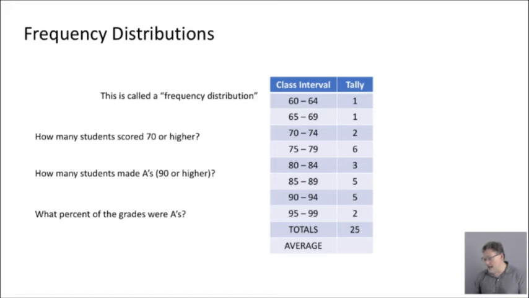How many students made A's, in other words having a score of 90 or higher? Well, I'm seeing 2 different rows here, one showing a range of 90 to 94, that's 5 students. Another one showing a range of 95 to 99, that's 2 students, for a total of 7 students who made A's. And so what percent of those grades would be A's? Well, that's 7 out of 25. That would be, I believe, 28%.